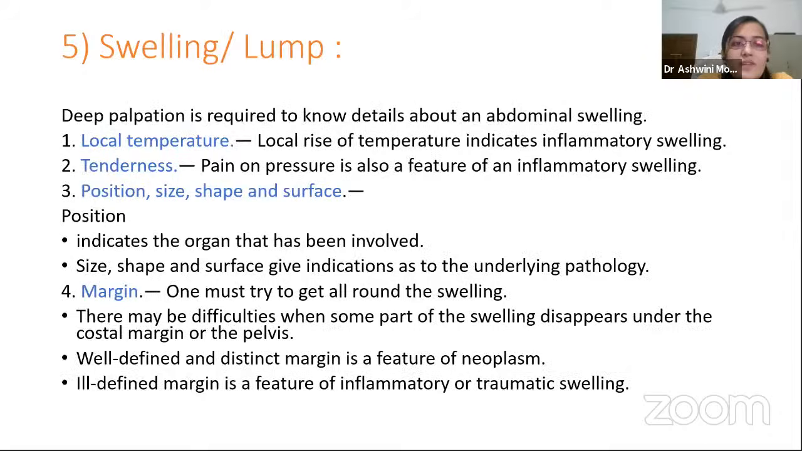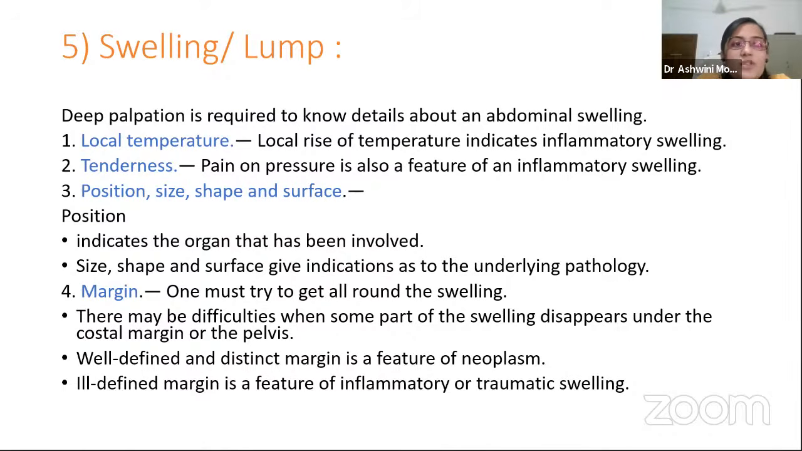So now, after distension, swelling or lump. If there is any swelling or lump present on inspection, we will confirm it on palpation also. To examine any swelling or lump over the abdomen, we have to do a deep palpation. It is a must.